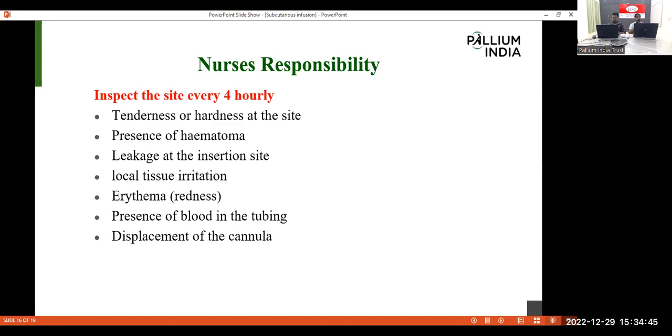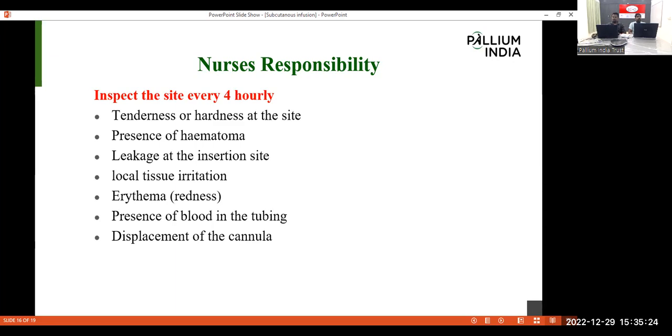Then we need to check whether any hematoma formation is there or not. Then any leakage. As I already told, if the patient's tissue absorption is very poor, it will cause fluid overload in that area, and it will cause leakage at the insertion site. So we need to check whether any leakage is there or not. Then any local tissue irritation, any redness, warmth, pain, or any sign of inflammation, we need to check. Then erythema formation, as I already told, any redness.